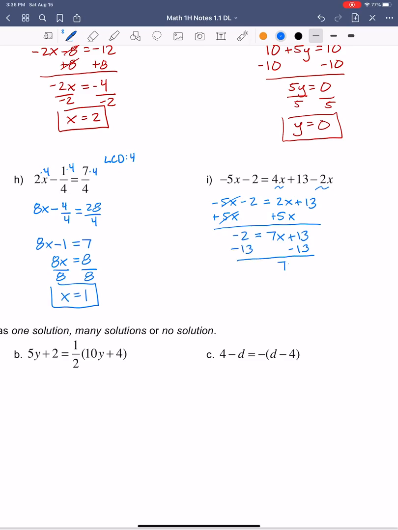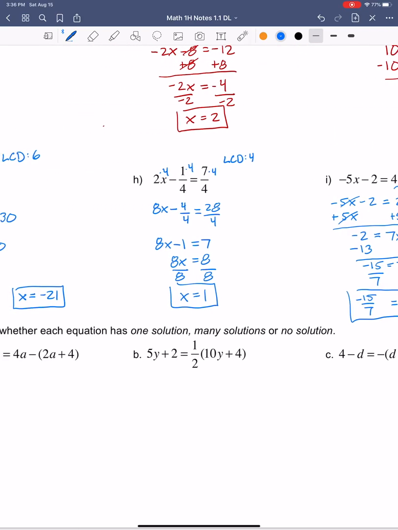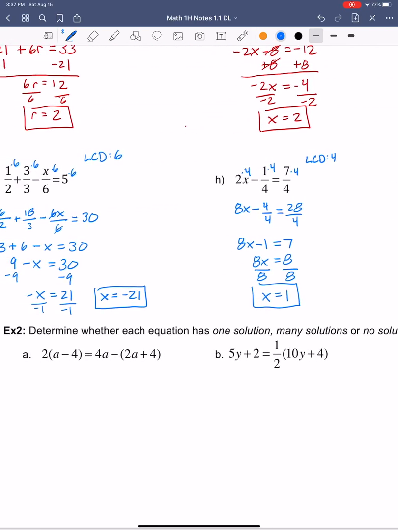That's going to give me 7x equals negative 15. And then I'm going to go ahead and divide both sides by 7. And I get x equals negative 15 over 7. And you can leave it like that, improper fraction. If they ask for a decimal on your homework, then you should evaluate it, but that's fine for now.